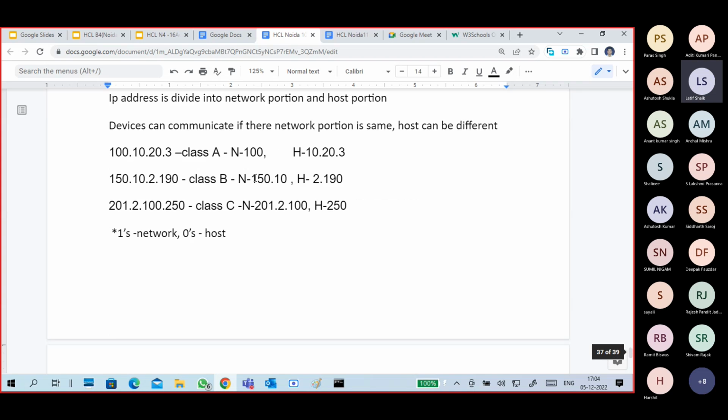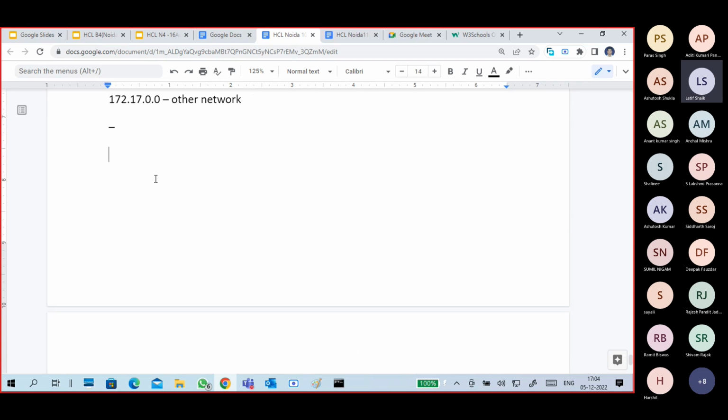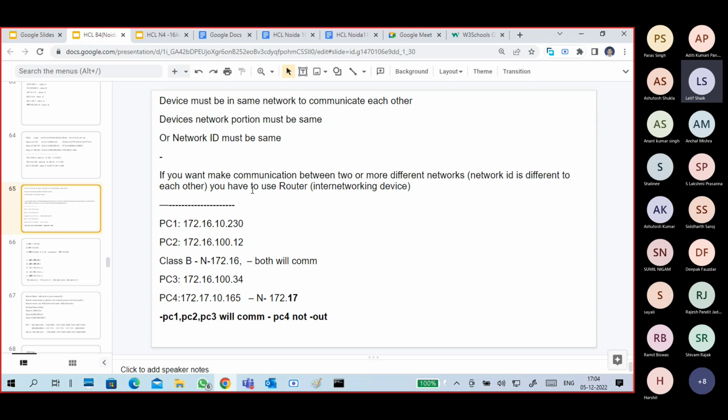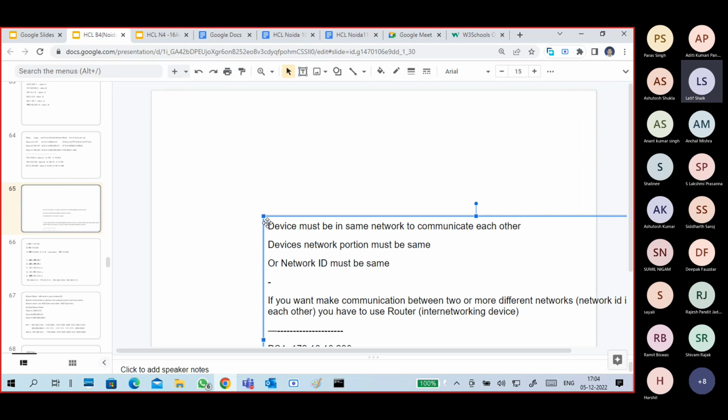Okay. In this one, a small part is there: the default subnet mask. First of all, what is a subnet mask? Here it is already neatly written. So first recognition, then we'll see the remaining.